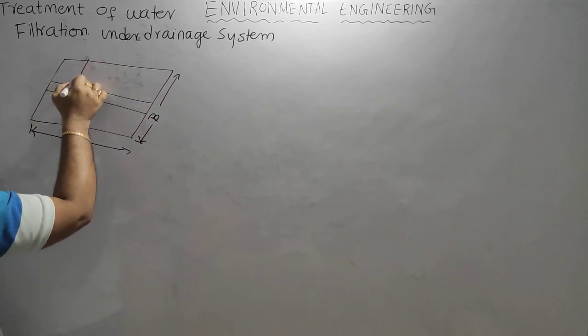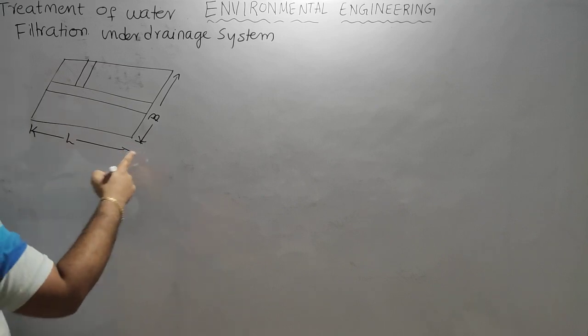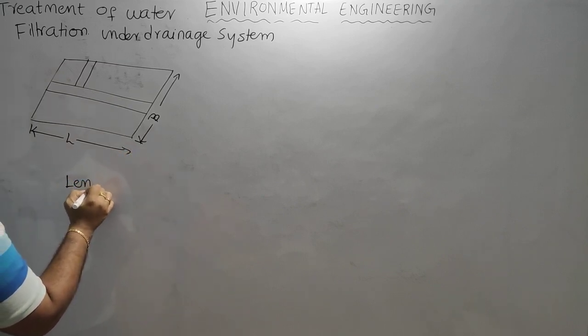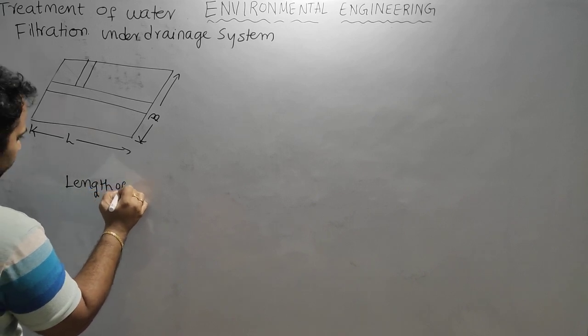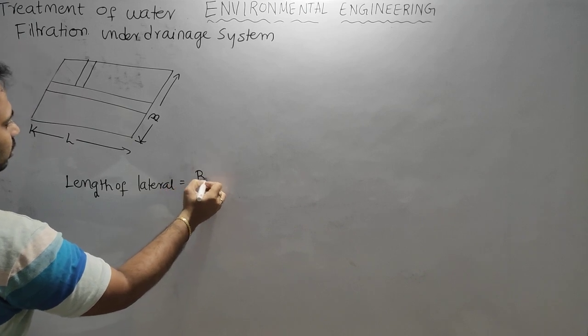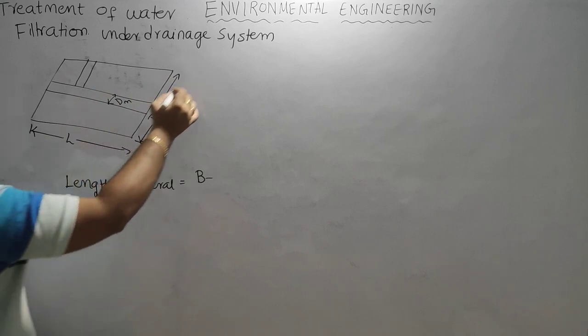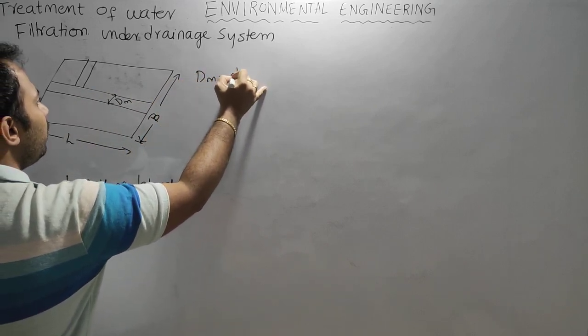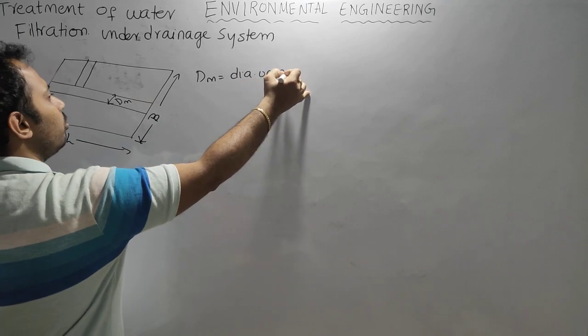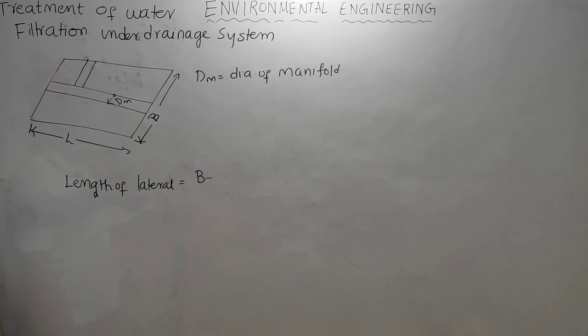This is the central portion. So the lateral length is generally B. Okay, B. So the length of the lateral is equal to B minus dm, if this is the diameter of the manifold. Let dm be the diameter of the manifold or central drain.